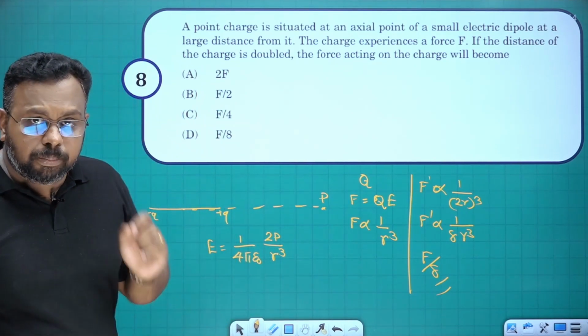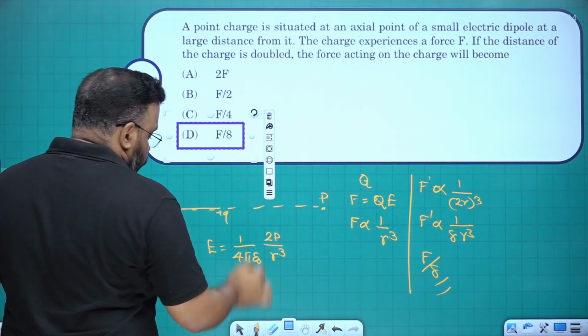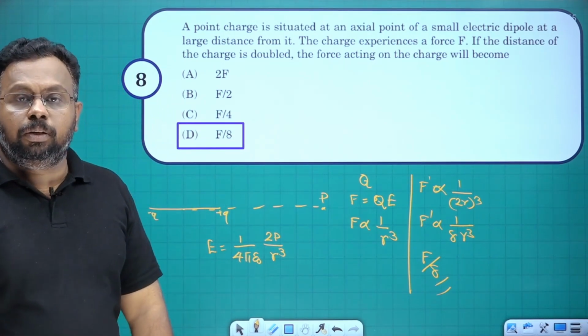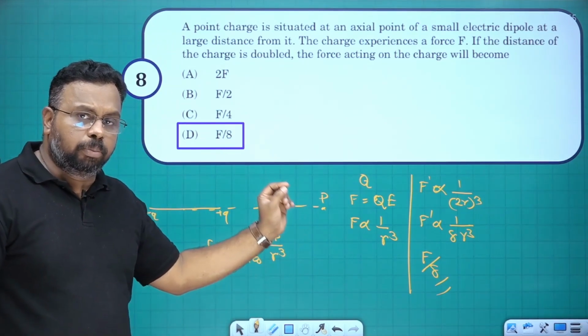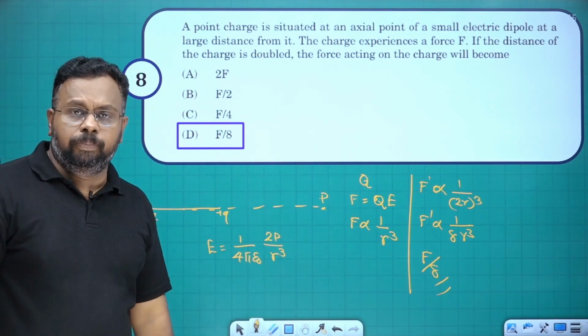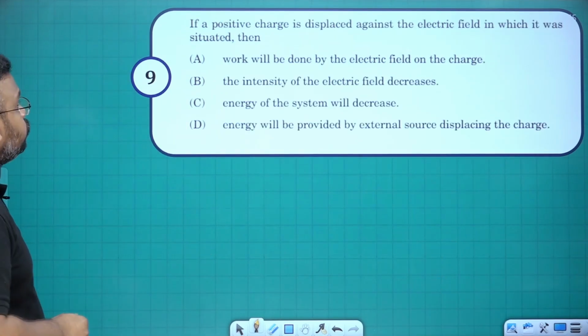Bit tricky. Don't make mistakes. Check the formula correctly, and you know the importance of studying the formula. Alright, so electric field due to a dipole on the axial line and on the equatorial line, both are inversely proportional to r cube only. Understood? Yes. Next question, question number 9.